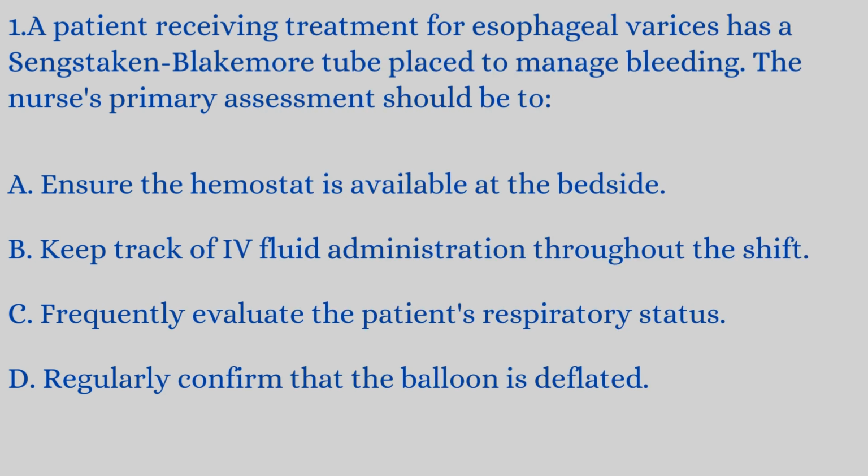1. A patient receiving treatment for esophageal varices has a Sengstaken-Blakemore tube placed to manage bleeding. The nurse's primary assessment should be to A. Ensure the hemostat is available at the bedside. B. Keep track of fluid administration throughout the shift. C. Frequently evaluate the patient's respiratory status. D. Regularly confirm that the balloon is deflated.